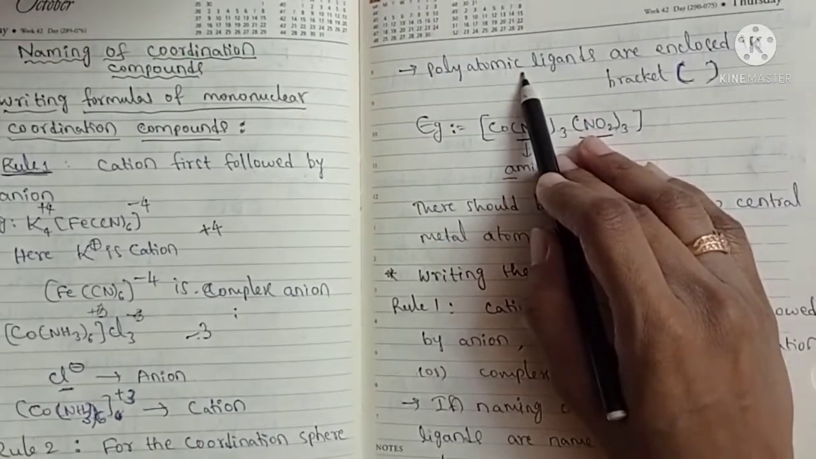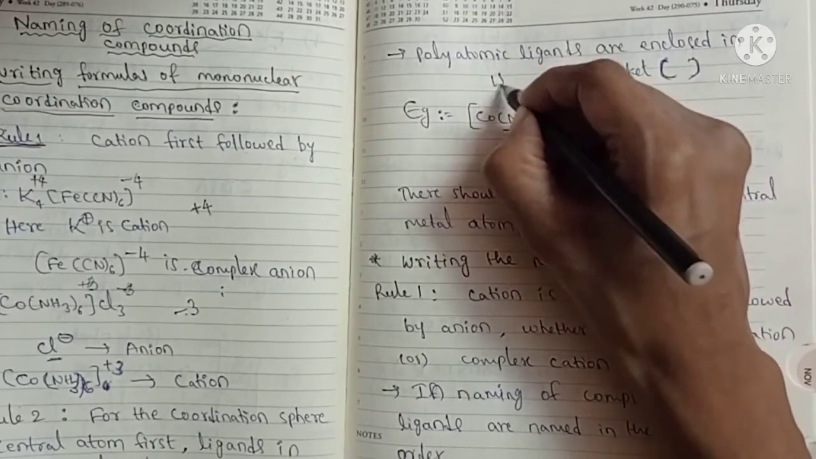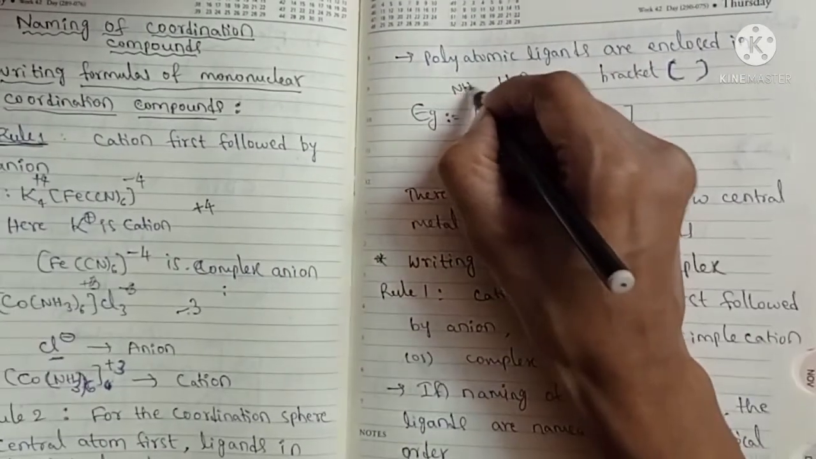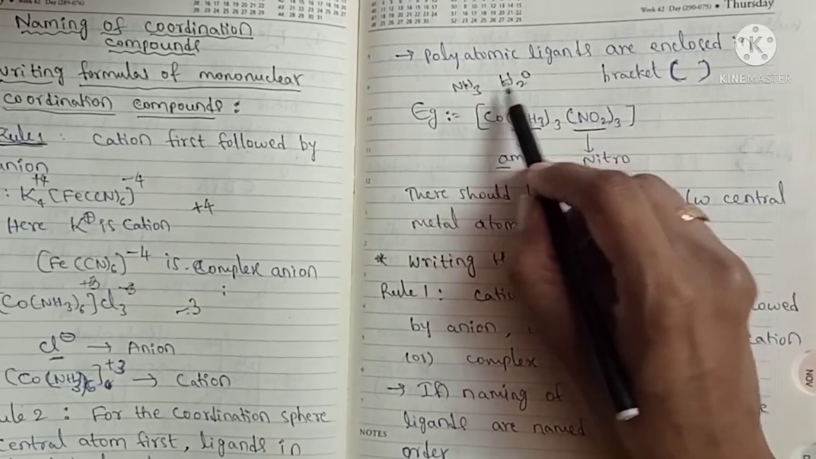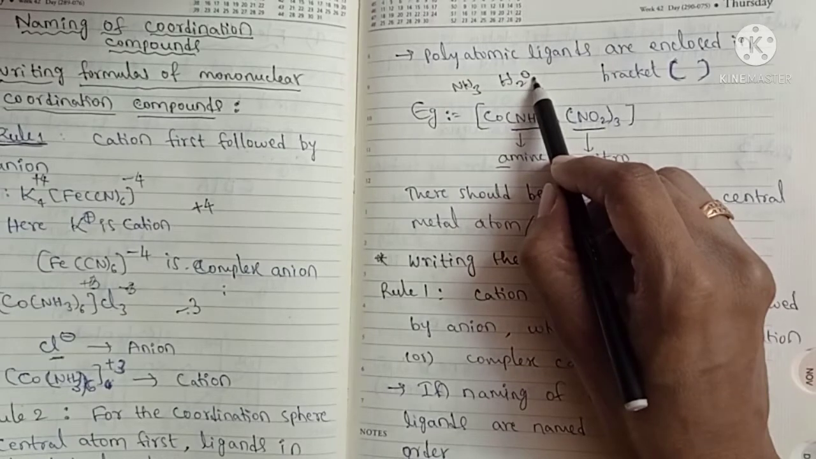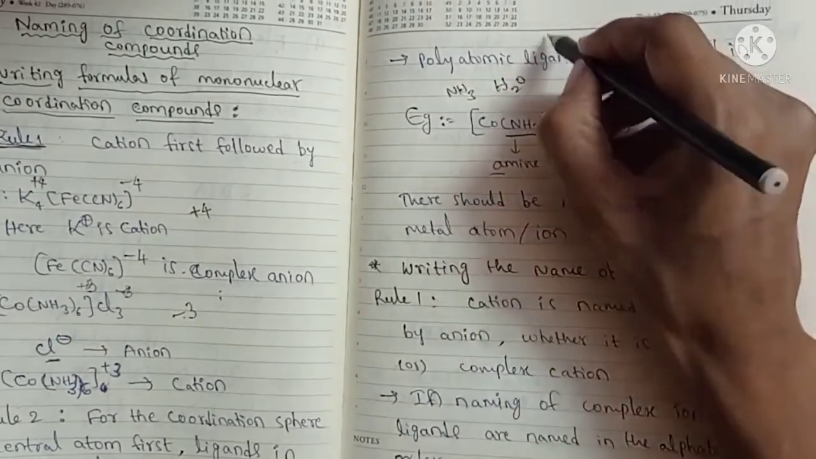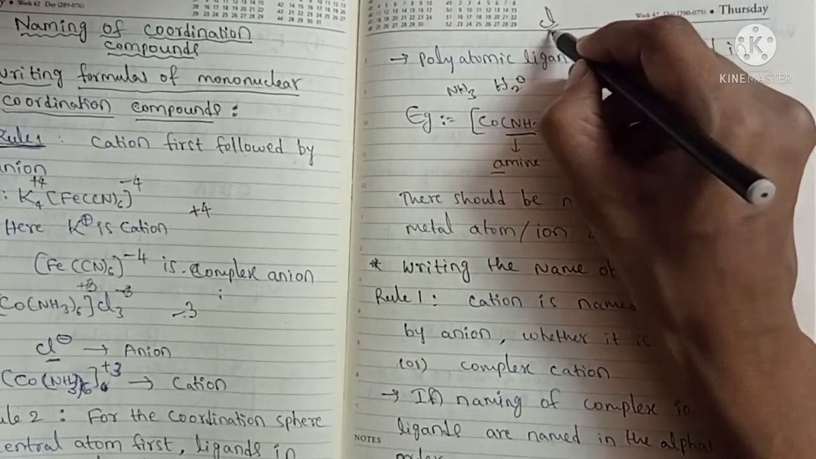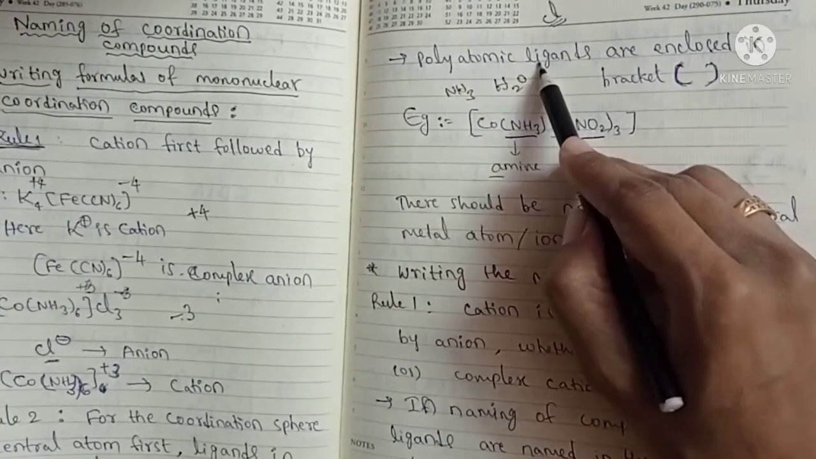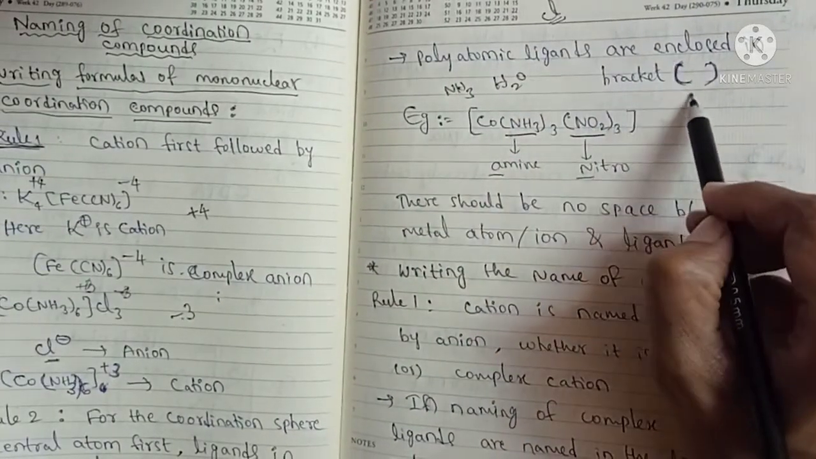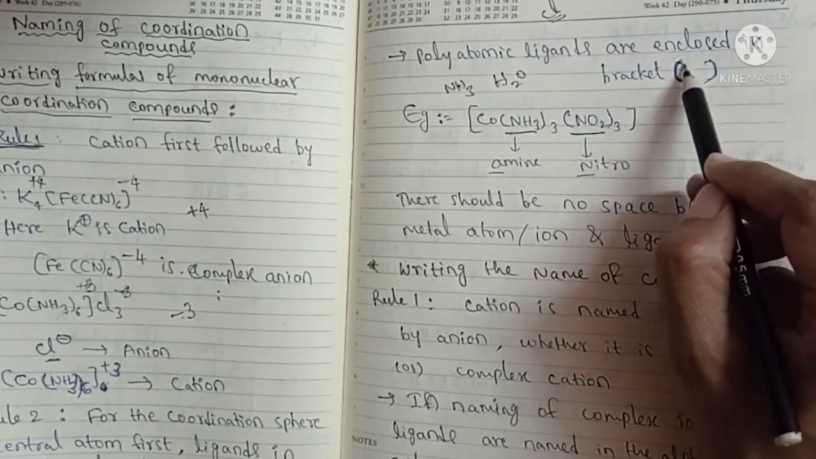And polyatomic ligands means ligands with many atoms. For example, water and NH3, ammonia. In ammonia, how many atoms are there? Nitrogen and 3 hydrogens, 4 atoms. In water, 2 hydrogens and 1 oxygen, 3 atoms. So these are polyatomic. Monoatomic means Cl. For example, chlorine is monoatomic, only one atom is there. For polyatomic ligands, we use brackets, so we enclose them in brackets.